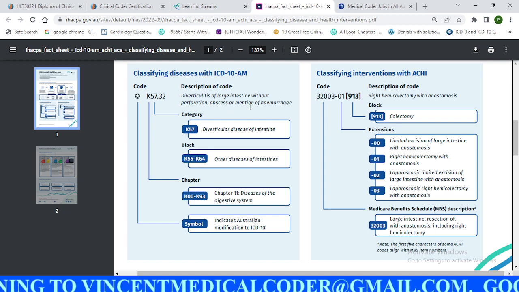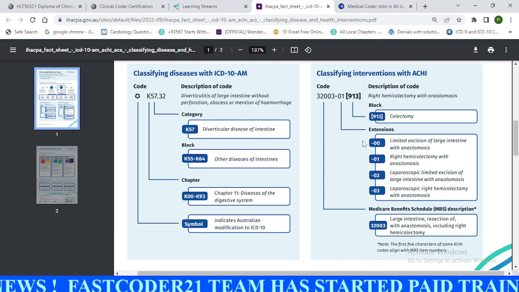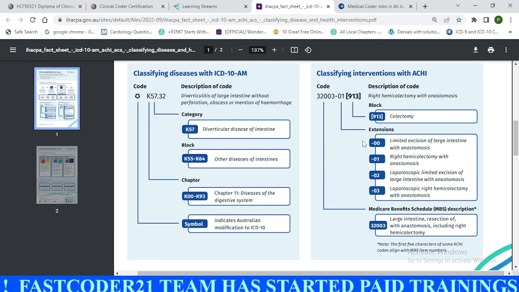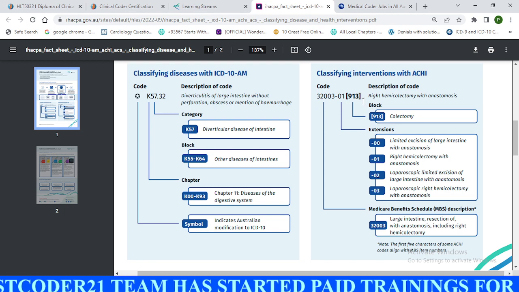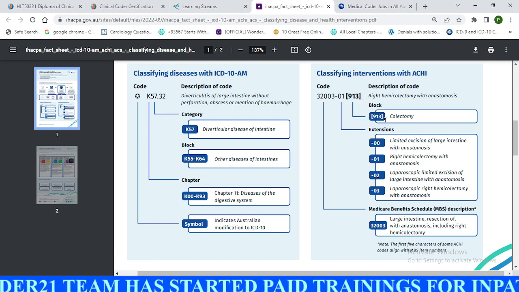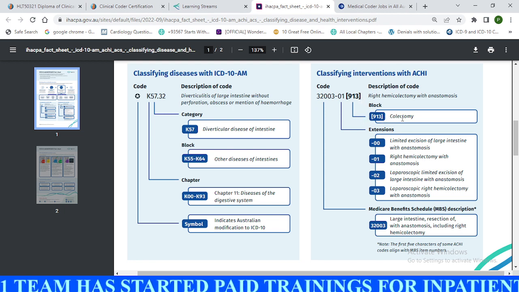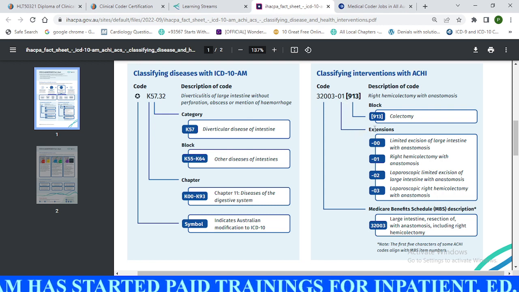Now we will check ACHI, which is the procedural coding system in Australian medical coding. For example, if you take 913, which is the block for colectomy. For example, if you take 01, this is the extension.